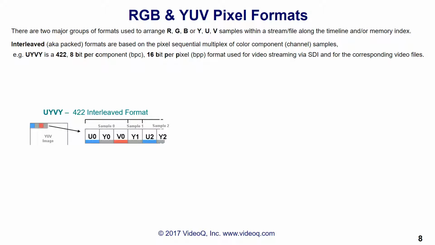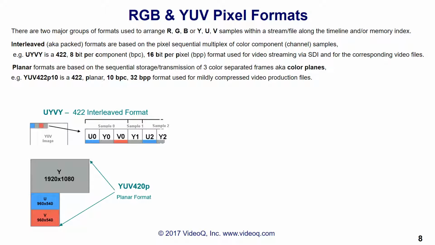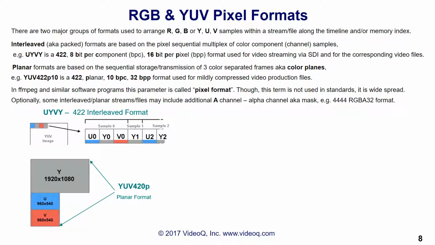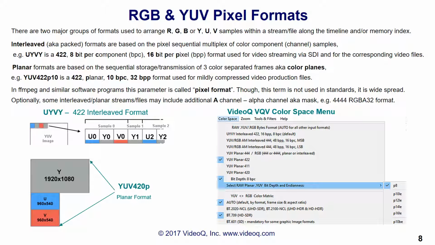There are two major groups of formats used to arrange RGB YUV samples. Interleaved, that is packed formats, are based on the pixel sequential multiplex of color component, or channel, samples. Planar formats are based on the sequential storage or transmission of three color separated frames, also known as color planes. VideoQ's VQB analysis software supports all the practically used RGB and YUV pixel formats, interleaved and planar.